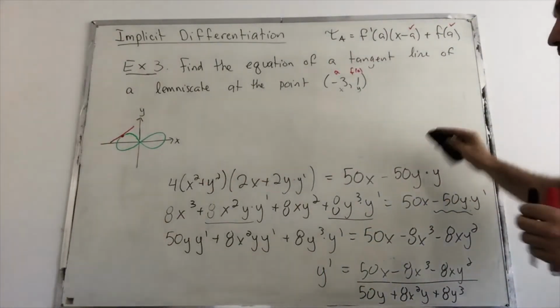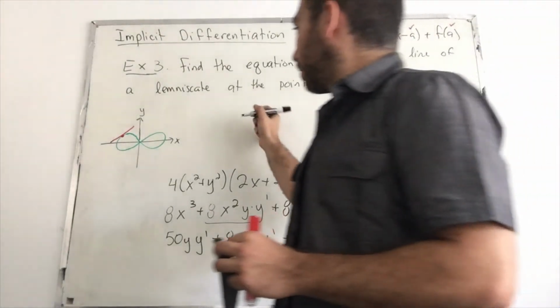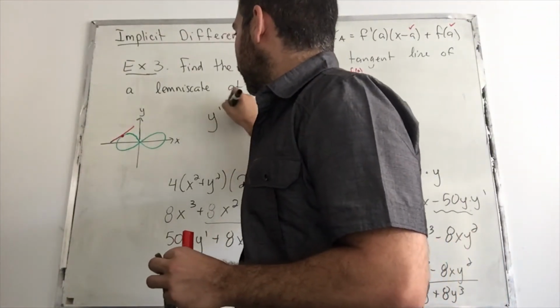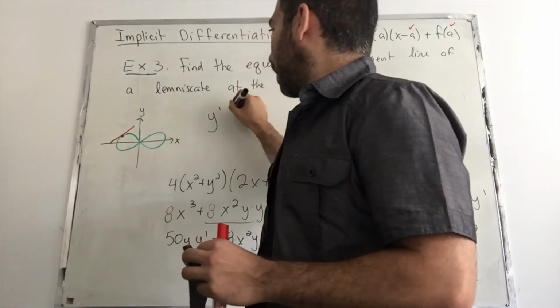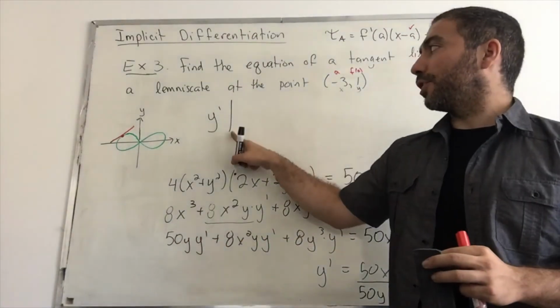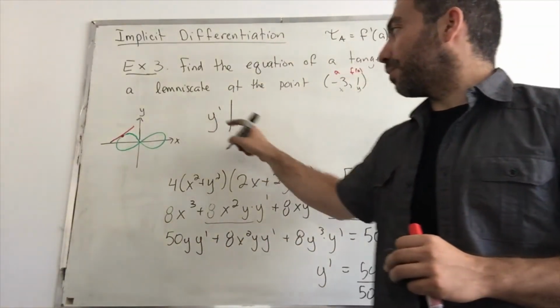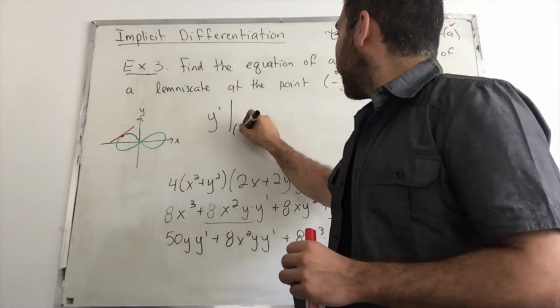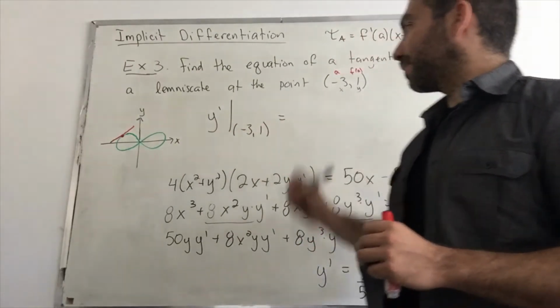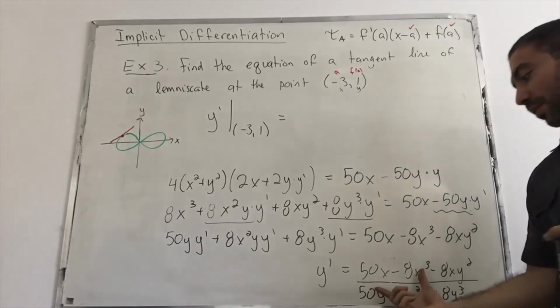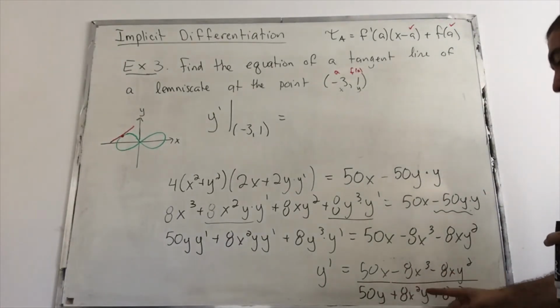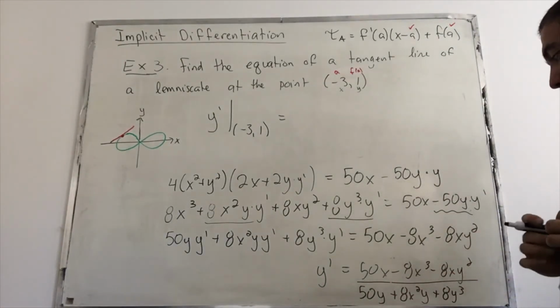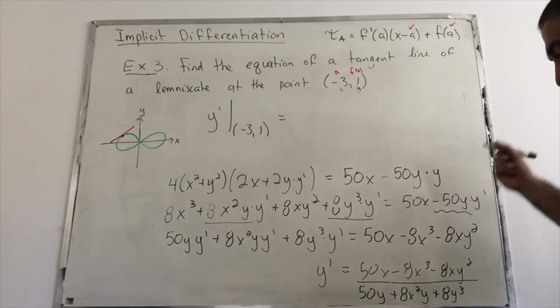So the notation that's used to evaluate a point, y prime, and we use this dash to say that we're going to evaluate the derivative y prime at -3 and 1. Okay, so we're going to substitute all the x's with -3, all the y's with 1.